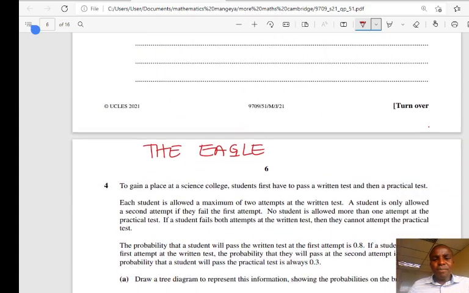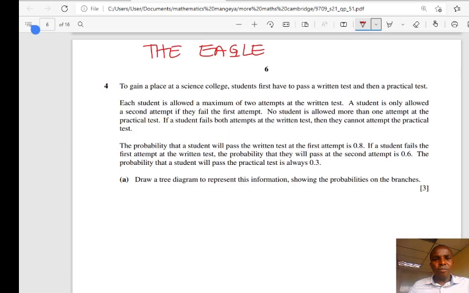Right, next question. Question number 4. To gain a place at a science college, students first have to pass a written test and then a practical test. Each student is allowed a maximum of 2 attempts at the written test. Written test, a maximum of 2 attempts. A student is only allowed a second attempt if they fail the first attempt. No student is allowed more than 1 attempt at the practical test.